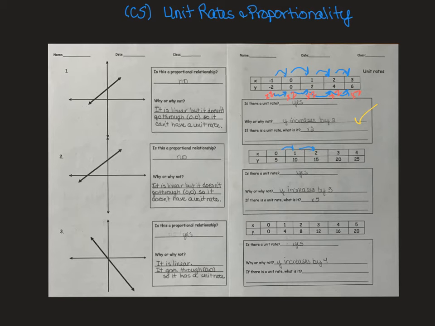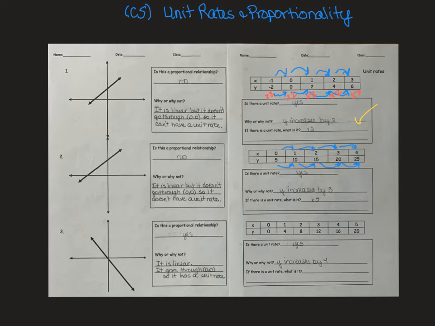Okay. In the next one, I'm looking, is the x going up by 1? Yes, it does. Does this go up by 5? Yes, it does. Is there a unit rate? Yes, there is. There's a unit rate of going up by 5. Does y increase by 5? Yes, so there is a unit rate.